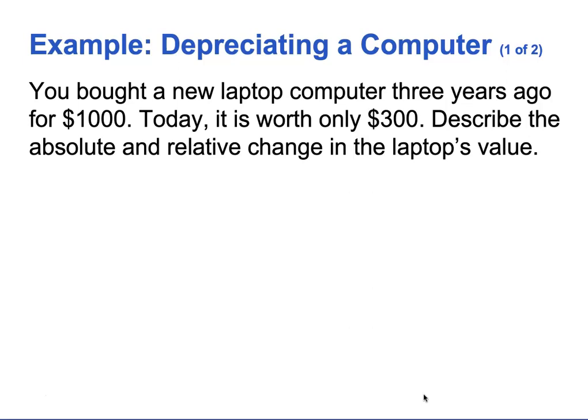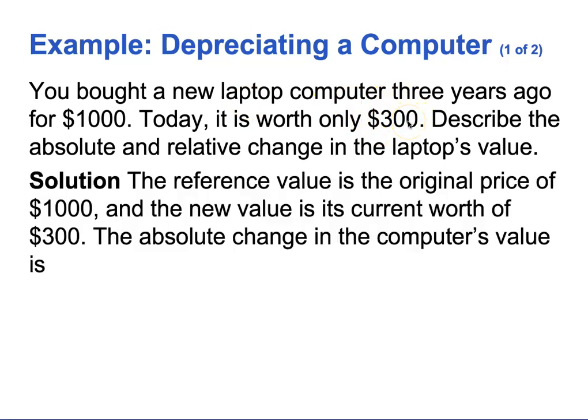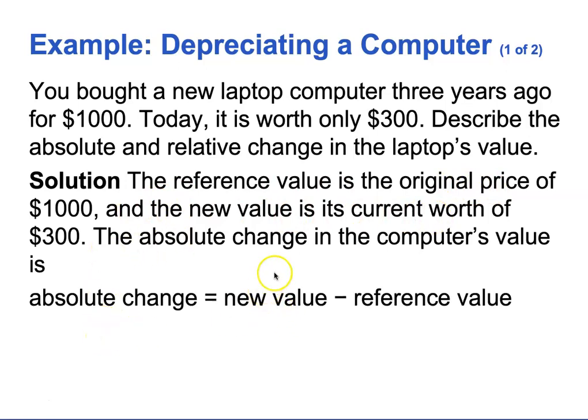Well, first of all, did it go up or down? Did it increase or decrease? So it started at 1,000 and it is now 300, so it was a decrease. So the reference value is the original price of 1,000 and the new value is the current worth, which is 300. So the absolute change would be the 300 minus the 1,000.